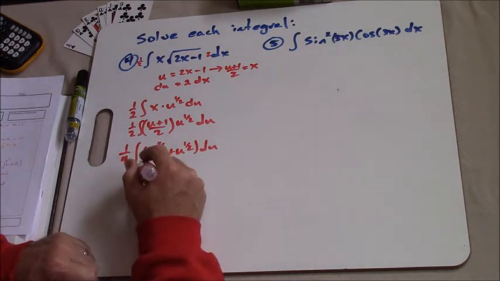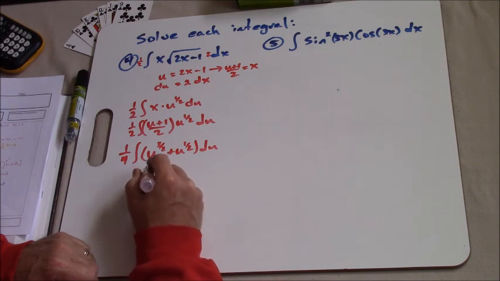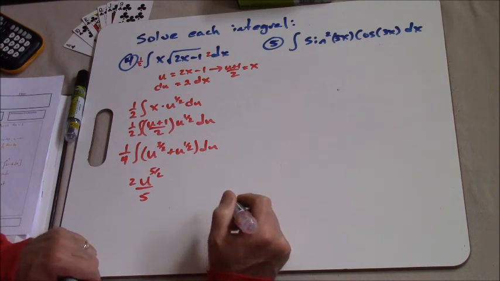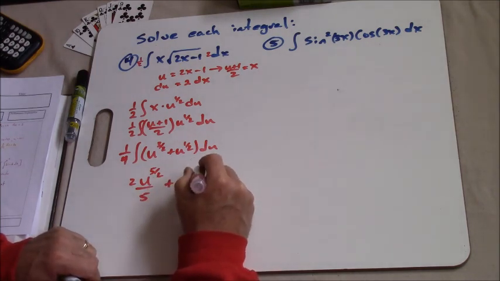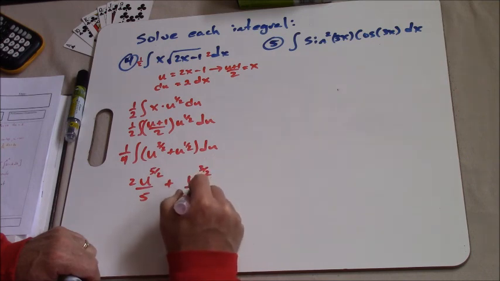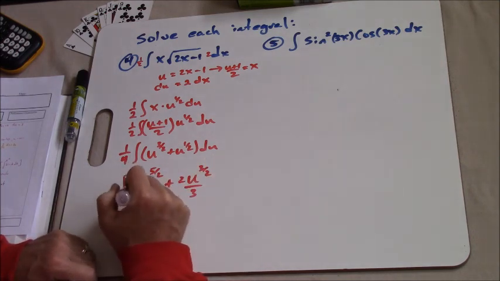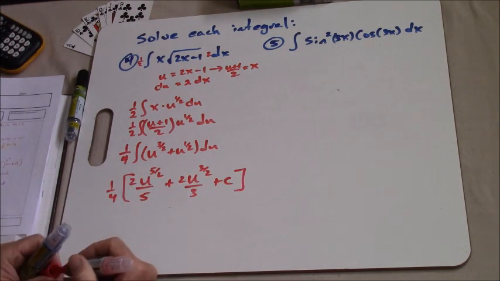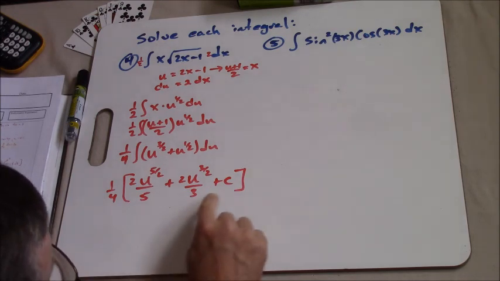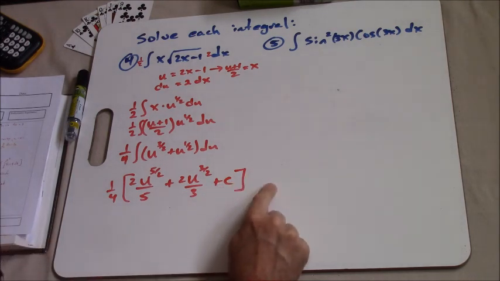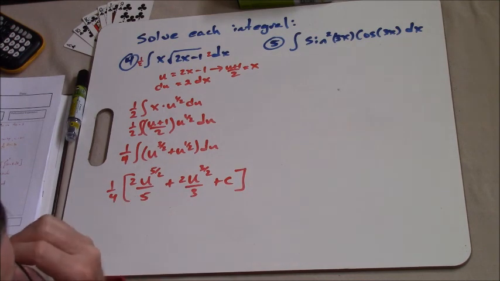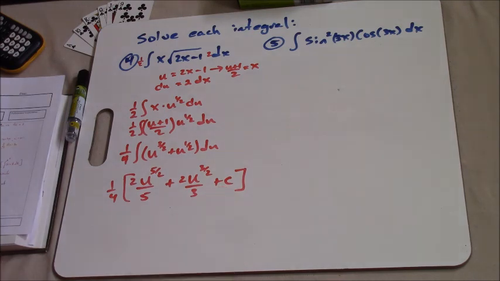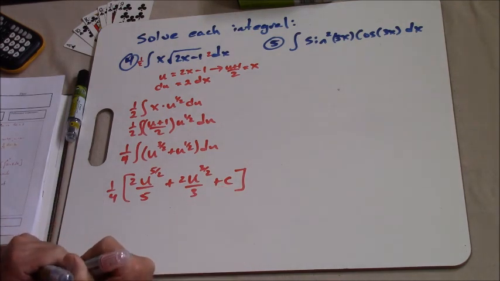So now we're ready to add 1 to the exponent and divide by the new one. So that'll be u to the 5/2 divided by 5/2 means I'll multiply by 2/5, plus u to the 3/2 divided by 3/2. Still got to multiply all that by 1/4 and plus c. You might notice that sometimes I put the plus c inside the bracket and sometimes outside. It really doesn't matter, and the reason for that is once I distribute this, I still have a constant that I don't know.